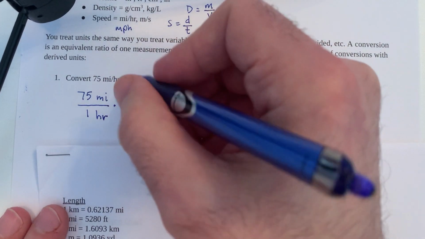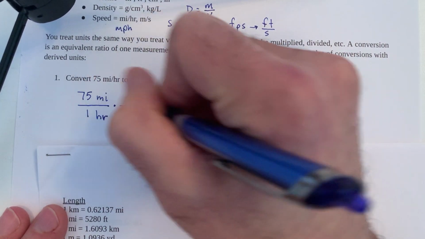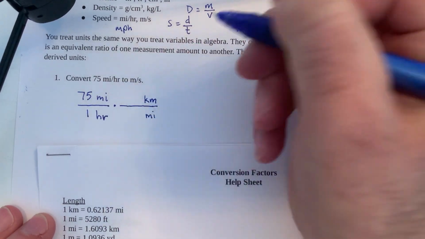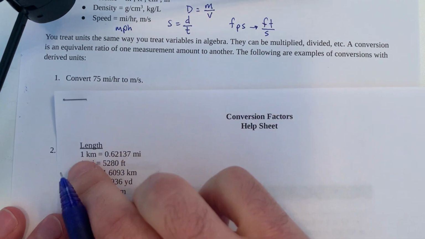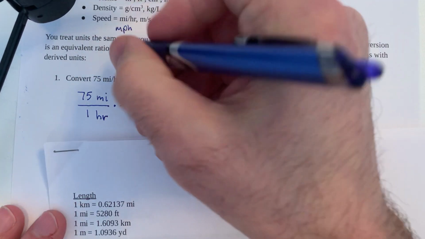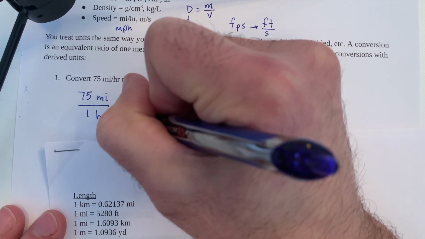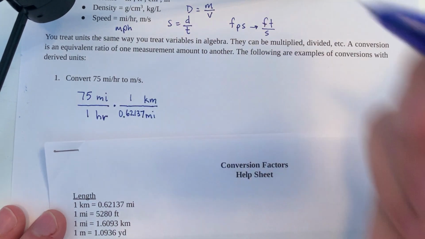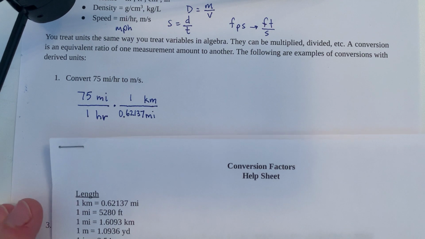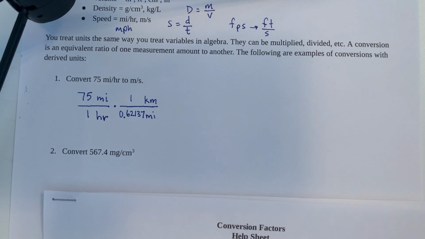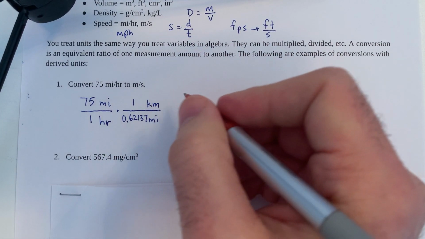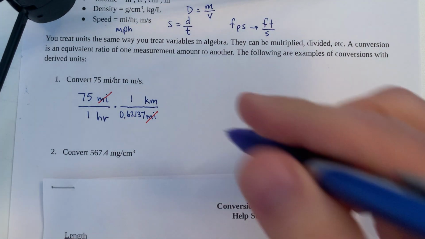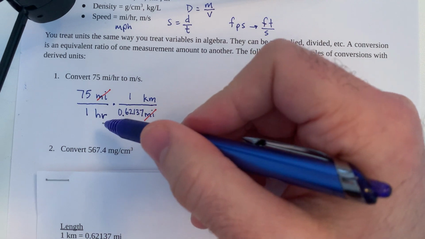So my miles is on the top. So miles comes on the bottom so we can cancel. I'm going to turn into kilometers. Okay, my conversion tells me it's 1 kilometer for every 0.62137 miles. Okay, now if I look at this, my miles cancel. So what I have now is I've got kilometers over hours technically.